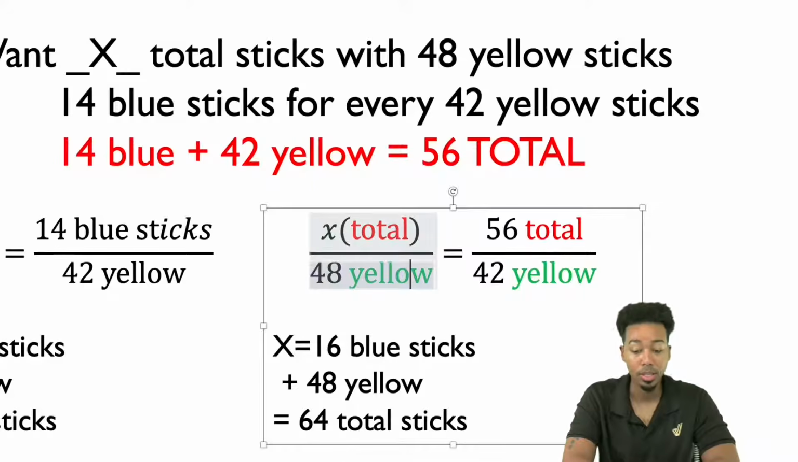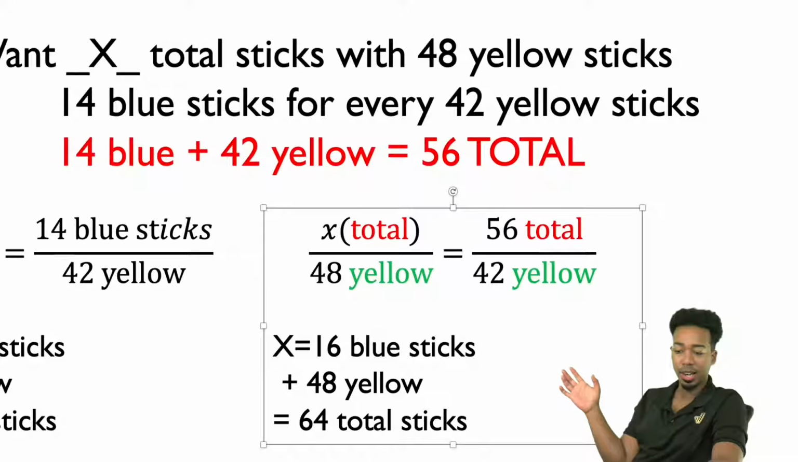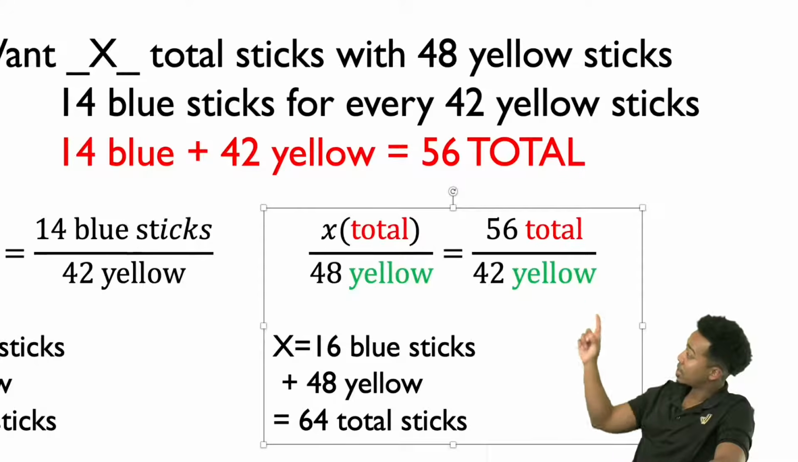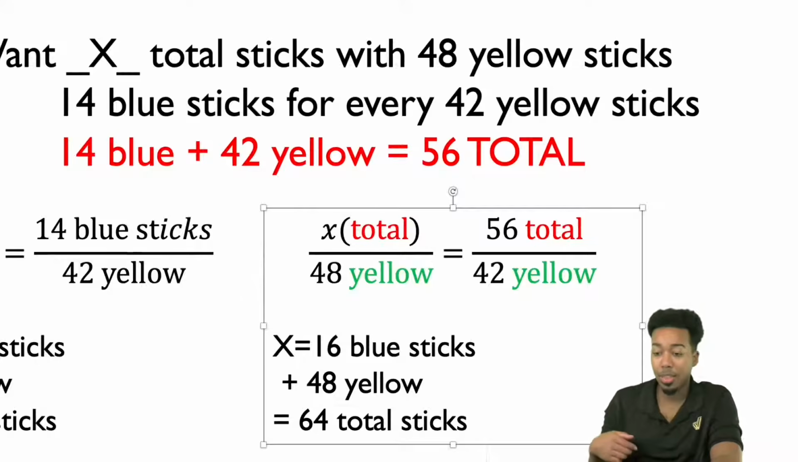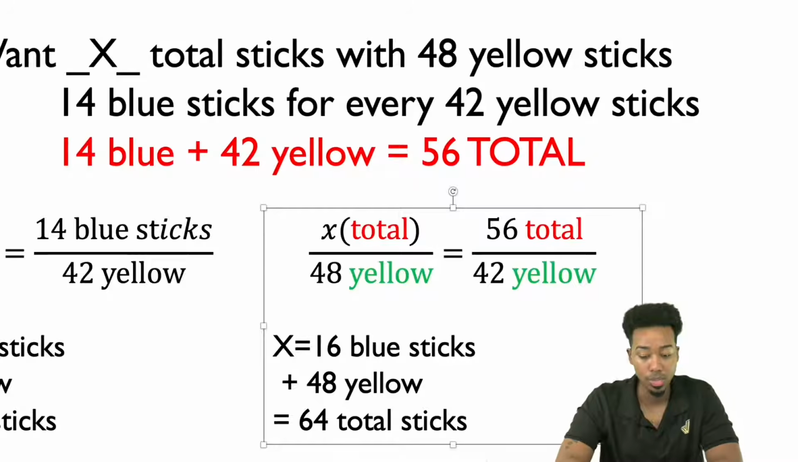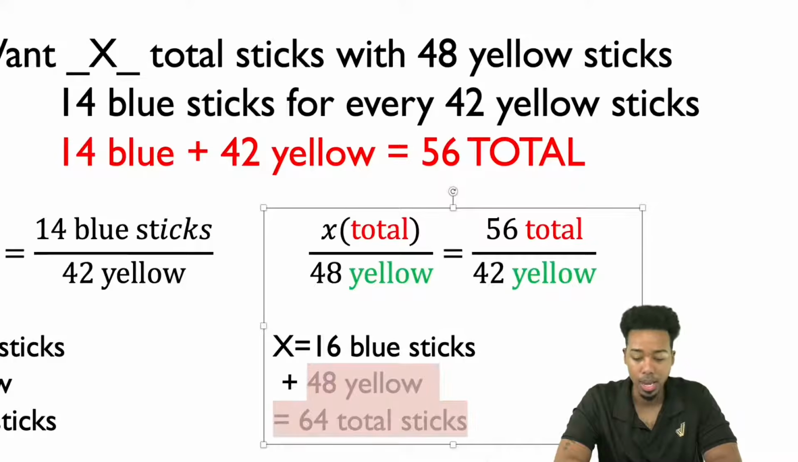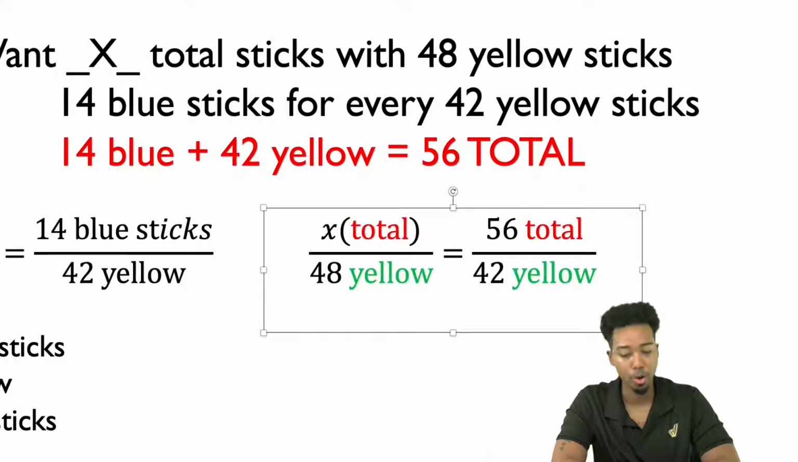So again, look at this. Hopefully with the color, we see that now. We're comparing the same things in the same way. Total on top, yellow on bottom, total on top, yellow on bottom. And now that we're here, now we can do this, and now we can get rid of all of this and do this all over again. We can cross multiply and divide and have our fun.